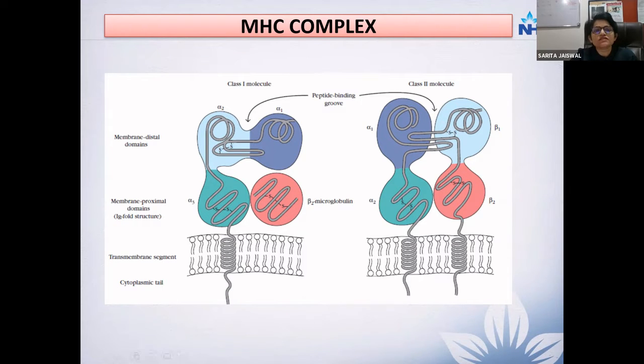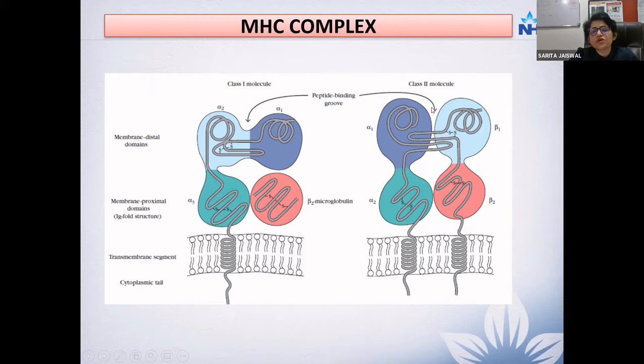If you notice, there is class 1 on the left side and class 2 on the right side. Class 1 has 3 alpha chains, alpha 1, 2, and 3. They are bound with beta 2 microglobulin, which anchors it, and with the cytoplasmic tail. Beta 2 microglobulin resides on chromosome 15. What is most important here is the antigenic groove, where the peptides are bound, which is formed in between alpha 1 and alpha 2.